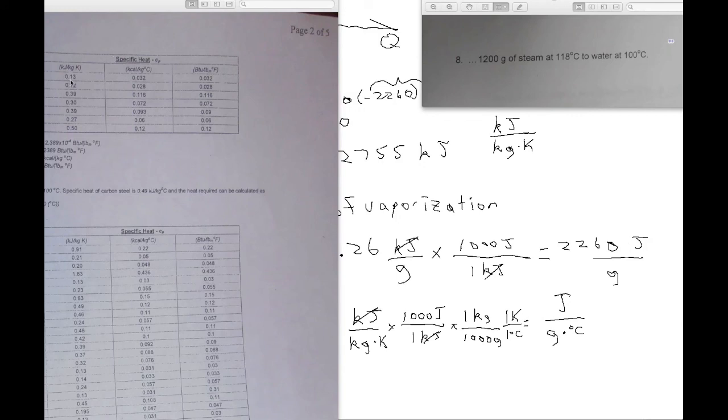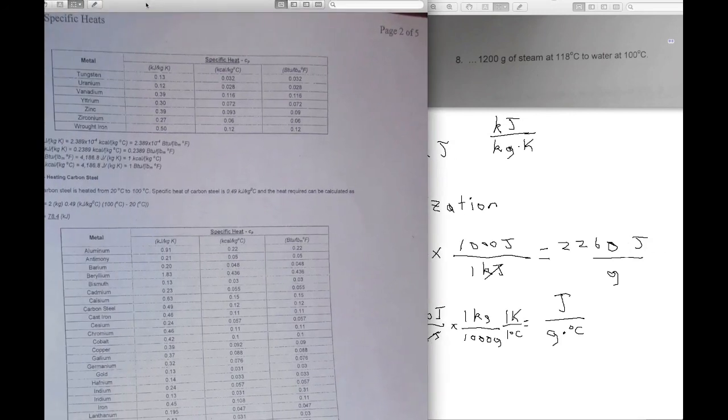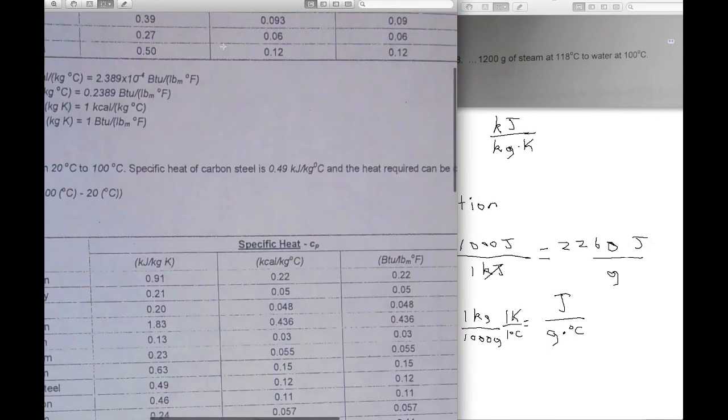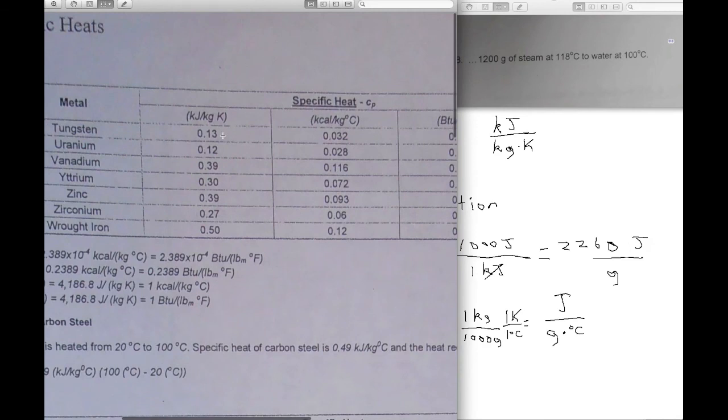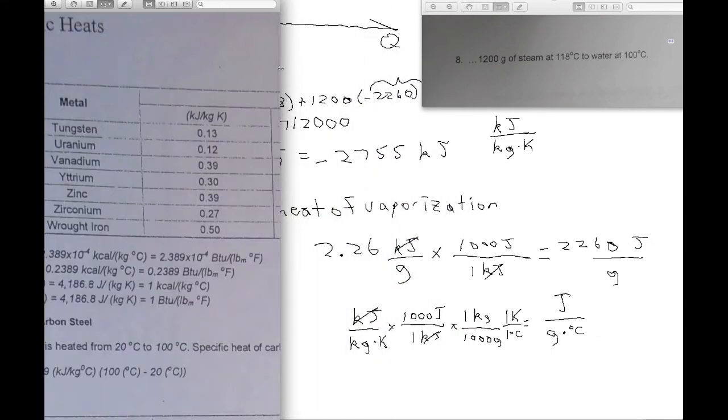So here's a specific heat that's 0.13 kilojoules per kilogram per degree Kelvin. What would that be in joules per gram per degree Celsius? It'd be 0.13 joules per gram degree Celsius. So I think what you figured out is that numerically it wouldn't change? Yeah. Okay. So here's what to do if you see this table.